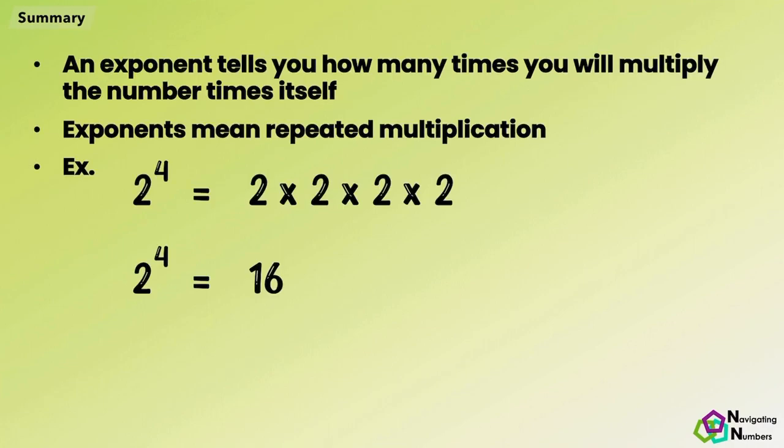So let's go ahead and summarize. Remember that an exponent tells you how many times you multiply the number times itself, that number being the base number. Exponents mean repeated multiplication. Going back to the example from the beginning, we had 2 to the power of 4, or 2 to the 4th power. That meant we saw the number 2 4 times, and you multiply it times itself. So 2 times 2 times 2 times 2. We said 2 times 2 gave us 4. 2 times 2 gave us 4. And 4 times 4 is 16.